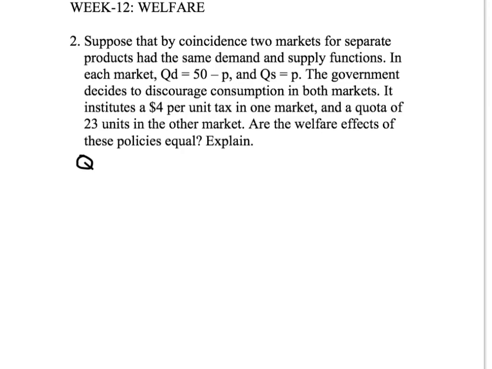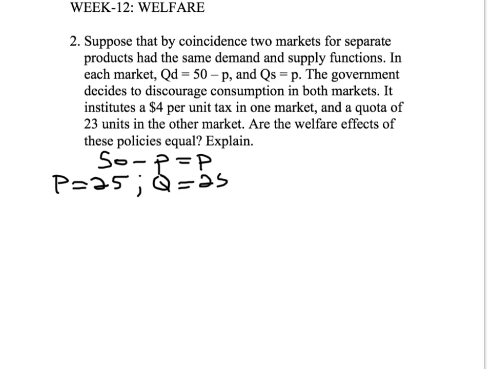Let's start by finding the equilibrium. For that, we just simply make supply equal to demand, so that will be 50 minus P equals P, and the value of P in that case ended up being 25. We plug that into either of the two curves. We found that Q is equal to 25.